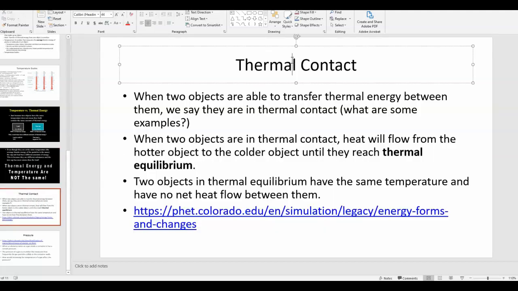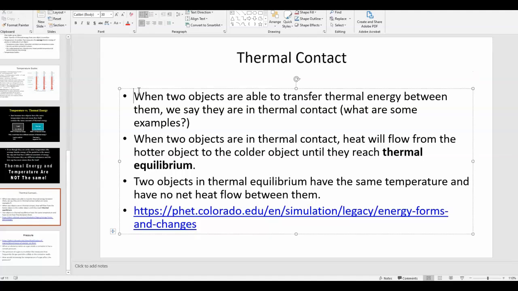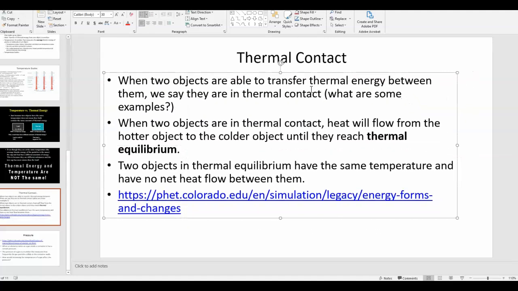All right, and just two more quick slides. Again, we're just doing vocabulary in this introduction video. So, when two objects are able to transfer thermal energy between them, we say they are in thermal contact. Just to give you an example, let's say you put an ice cube in a cup of coffee, or you touch the stove for some reason. If objects are able to transfer thermal energy, heat, between them, we say they're in thermal contact. Now, normally what happens when you have two objects in thermal contact is that heat is going to flow from one object to the other object.